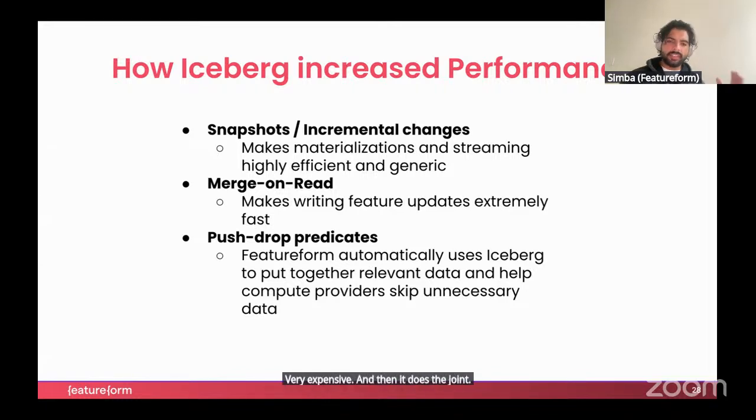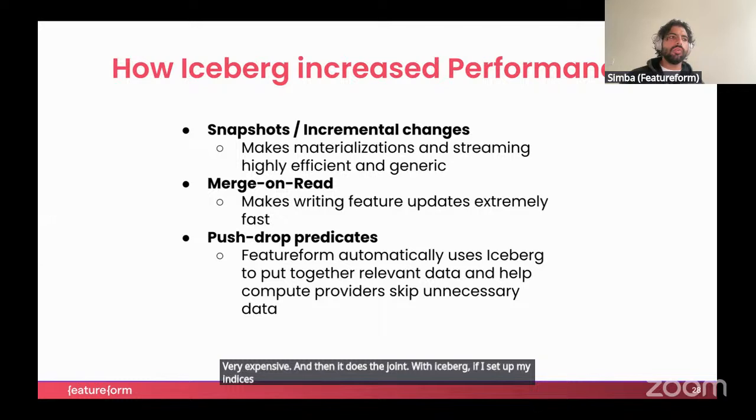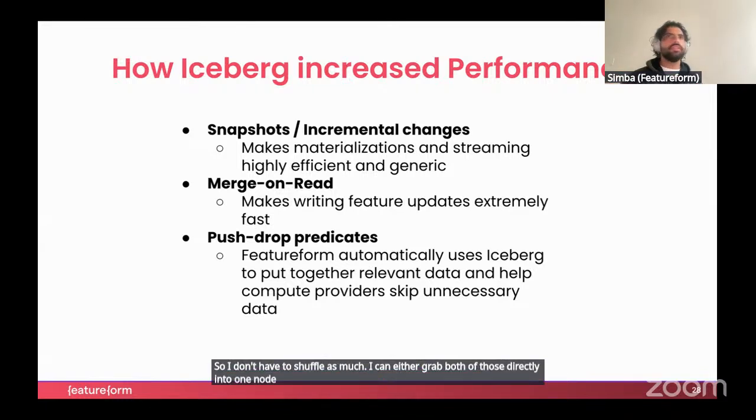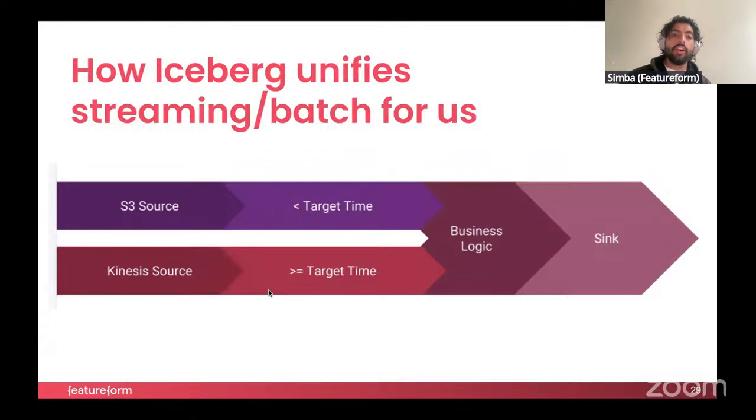With Iceberg, if I set up my indices properly, I know that for this table, users A through C are in these files, and A through C are in these files in the other table. So I don't have to shuffle as much. I can either grab both of those directly into one node or grab them into like 3 nodes and have those 3 nodes shuffle, rather than having all 100 nodes shuffle. It also unified streaming and batch because of those deltas. We can make a stream and a batch processing pipeline look the same from our perspective, which is extremely powerful for us.